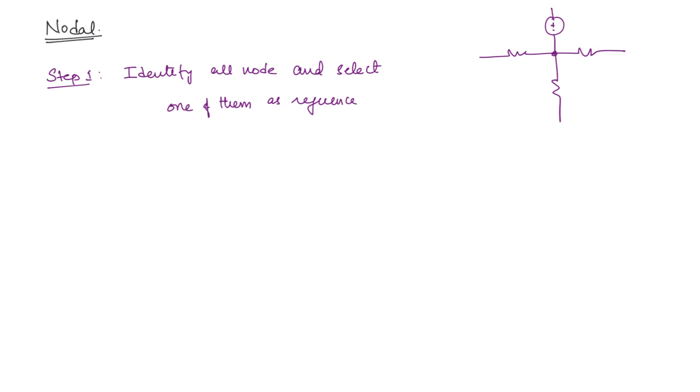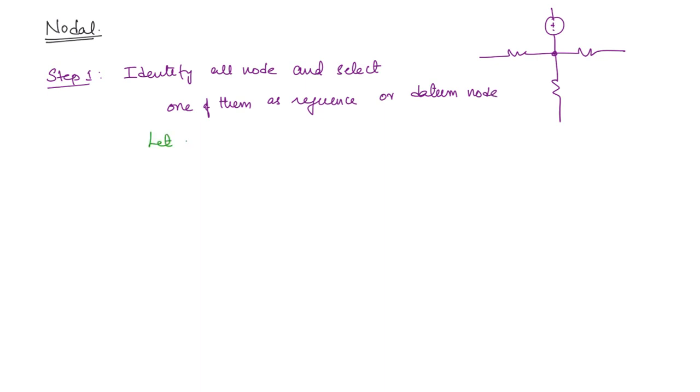We have already discussed what is meant by a node. It is the meeting point of two or more elements. For example, if you have a resistor here and another resistor here, this is a node. There may be more elements; however many elements are connected, it is called a node. So first you have to identify all the nodes and select one of them as a reference, which is also sometimes called the datum node.